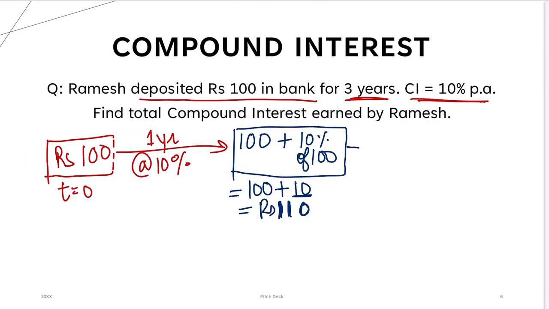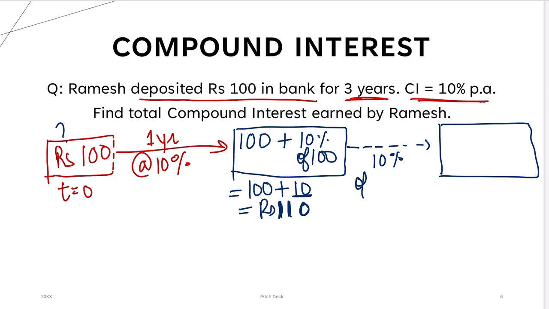Now, what difference happens? What is the difference in compound interest? In the second year, he will again get back 10%, but not of the original principal this time, no, of the previous amount. 10% of rupees 110 he will get, that is rupees 11.